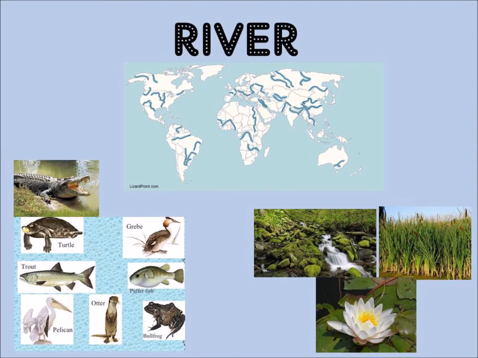Rivers are freshwater ecosystems. They are located all over the world. The Amazon River in America and the Nile River in Africa are the longest rivers in the world. Some animals that we can find are ducks, frogs, alligators, trouts, saltworms, turtles, and otters. When it comes to plants, we can find mosses in the rocks, water lily, rush, and other floating plants.